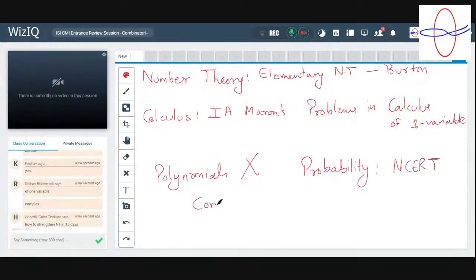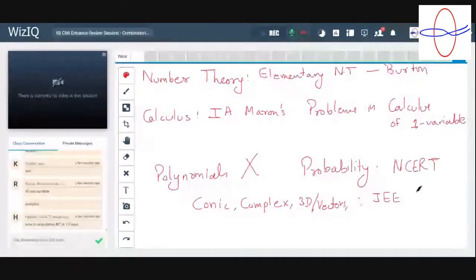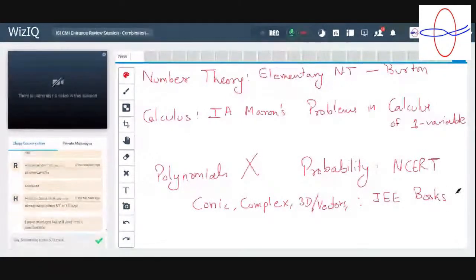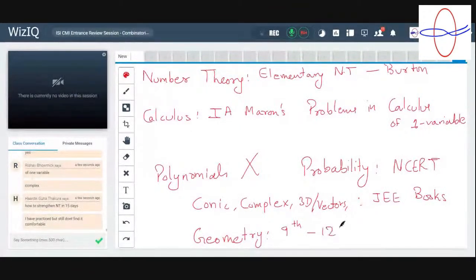So for conic sections and just coordinate geometry in general, and for complex numbers, for CMI you also need 3D and vectors. You can use JEE books, whichever you like. If you go to some coaching, you can use the material they provide. And for regular geometry, to be completely honest with you, all you need to know is everything in the NCERT books from 9th, 10th, 12th. I don't think 11th and 12th have any geometry, so just 9th and 10th, I suppose.